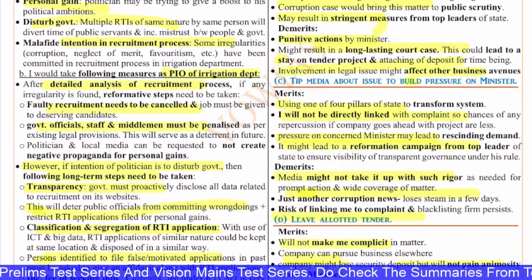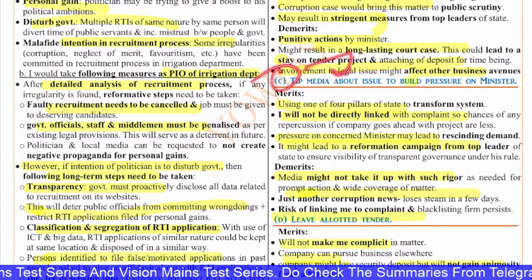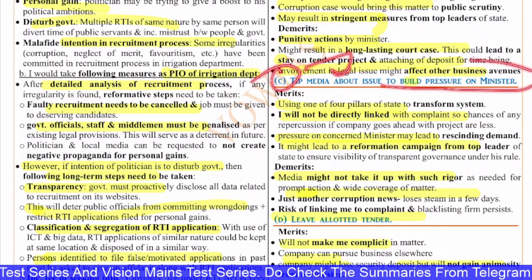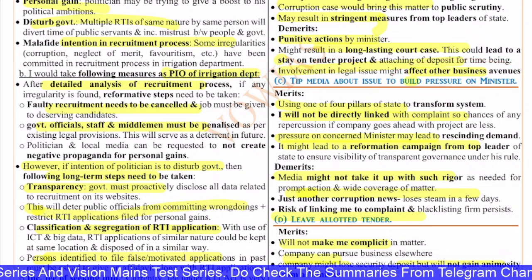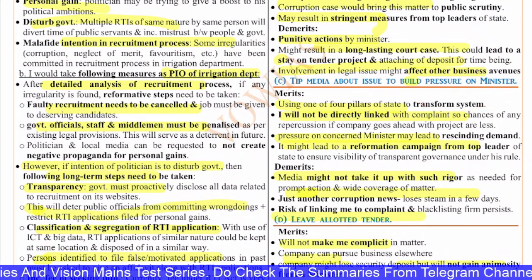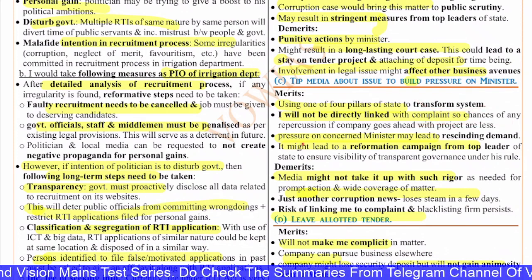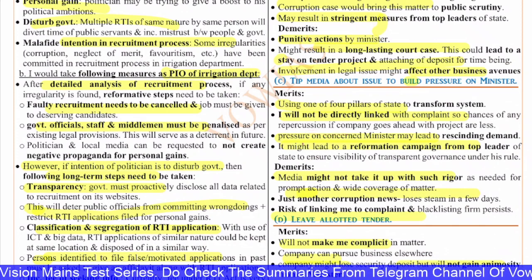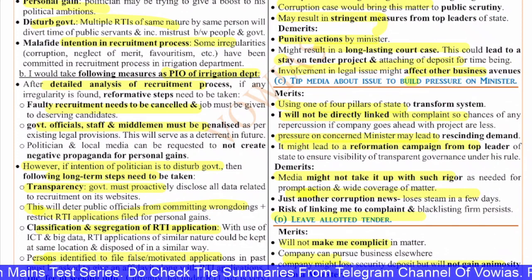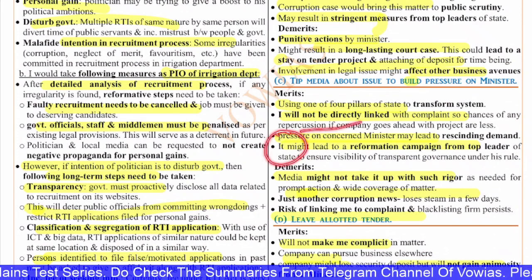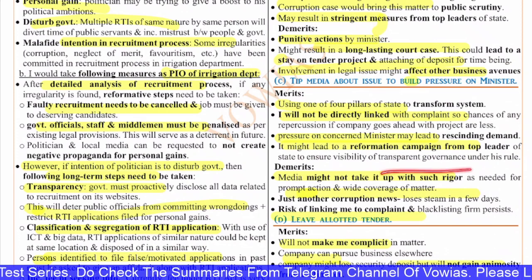Next, option C. The third option is to tip off the media about the issue to build pressure on the minister. The merit is using one of the four pillars of the state to transform the system, and it will not be directly linked with the complaint, so chances of any repercussions if the company goes ahead with the project are less. Pressure on the concerned minister will increase, and it may lead to rescinding the demand, and also it might lead to a reformation campaign from the top leadership of the state to ensure visibility of transparency in governance under his rule.